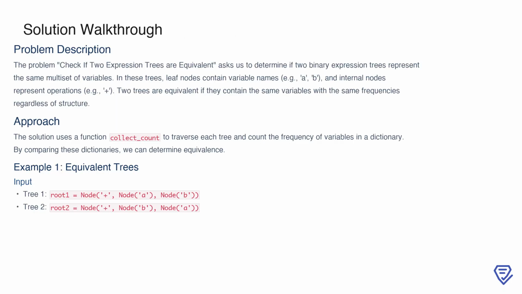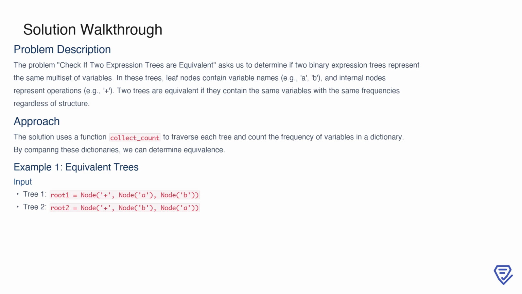This problem is about determining whether two binary expression trees are equivalent. In these expression trees, the leaf nodes represent variable names like A or B, while the internal nodes represent operations, such as the plus operator. The key idea is that two trees are equivalent if they represent the same multiset of variables, meaning they contain the same variables with the same frequencies, even if their structures differ.